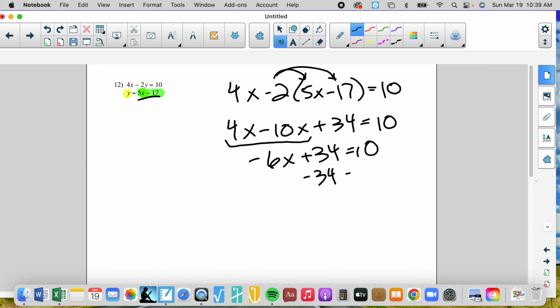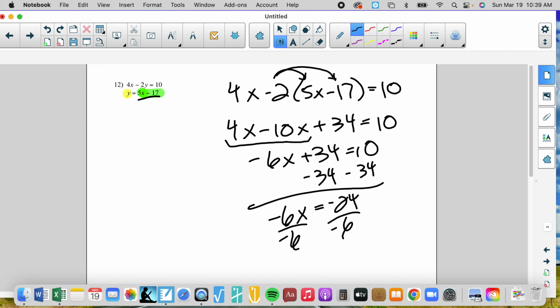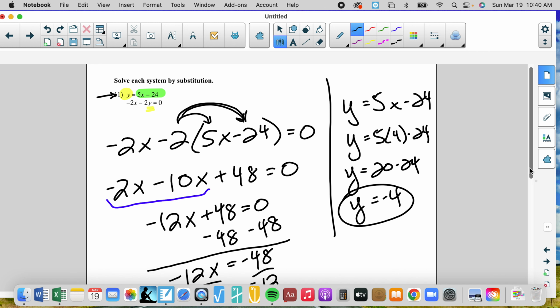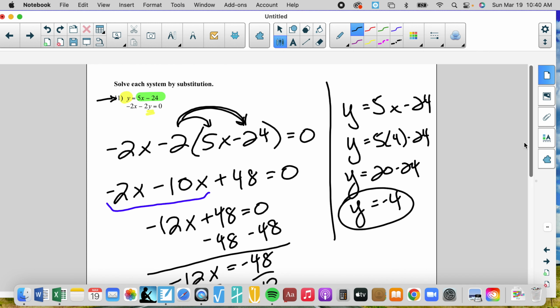Now we can do the two-step. Negative 6x equals negative 24. Divide by negative 6, and I get x equals positive 4. Oh, I forgot to check. Mr. Mac, yeah, we should probably check 4 and negative 4.